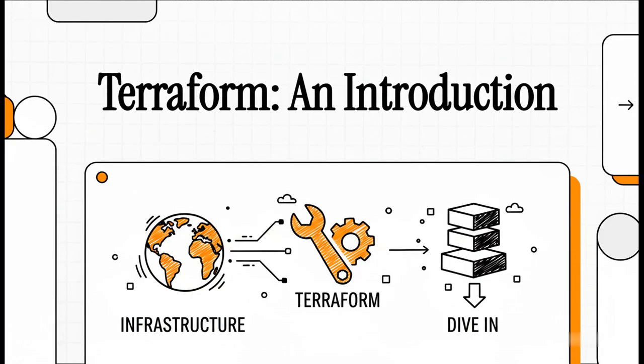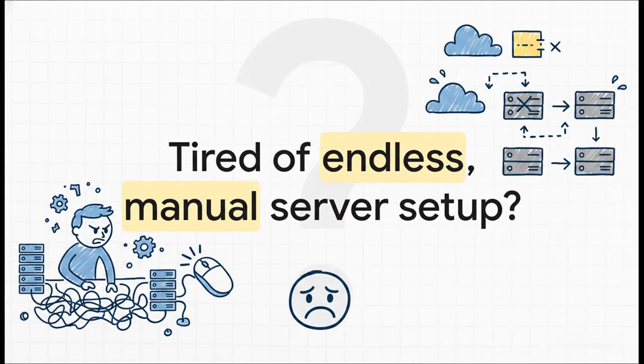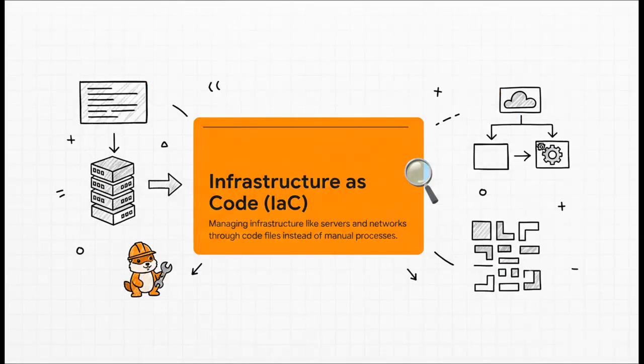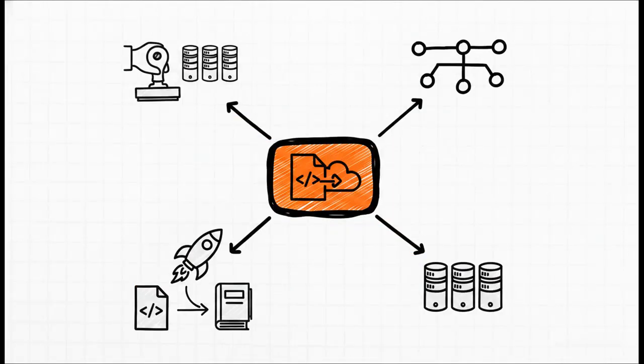Let's jump right in. Are you tired of manually clicking through menus just to set up a server? It's a huge pain. See, manual work is slow and inconsistent, but code is fast and perfect every time. And that's where infrastructure as code, or IaC, comes in. You treat infrastructure just like software. This makes everything repeatable, versioned, consistent, super fast to deploy, and even self-documenting.